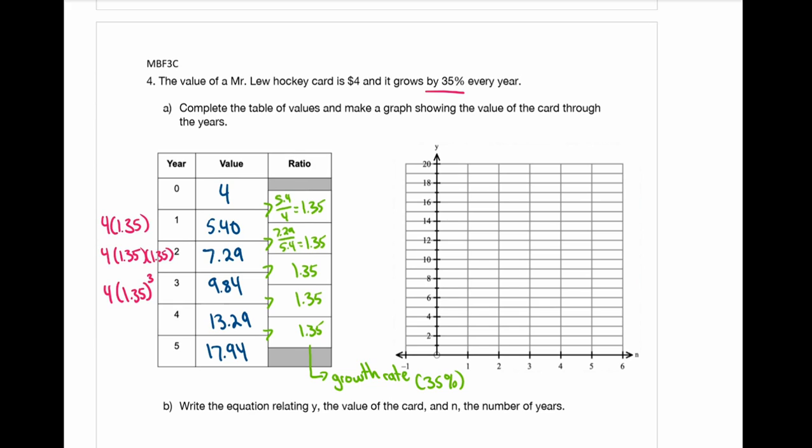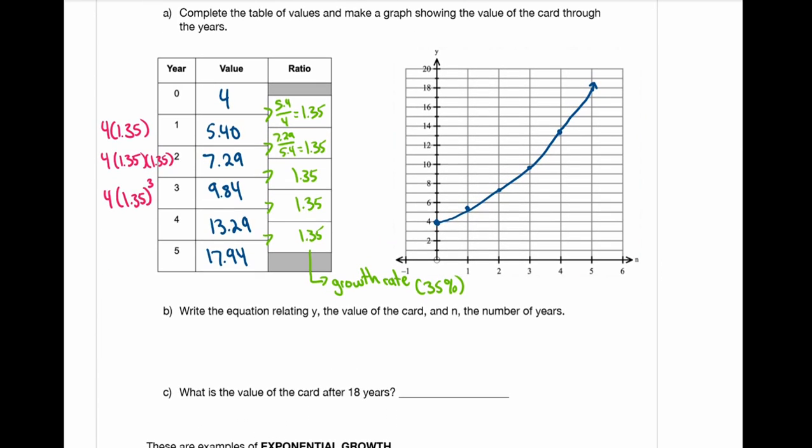If we want to plot our points, 0 and 4, 1 and 5.4, 2 and 7.29, 3 and 9.8, 4 and 13.2, and 5 and 17.9. So we can hopefully see that this is a steeper curve compared to the last one, and we're also looking at a higher percent or a higher growth rate.